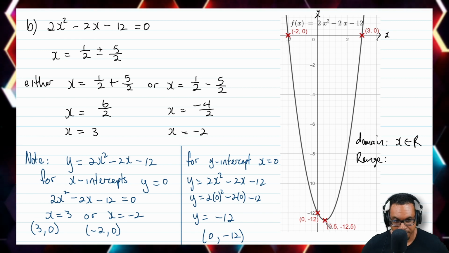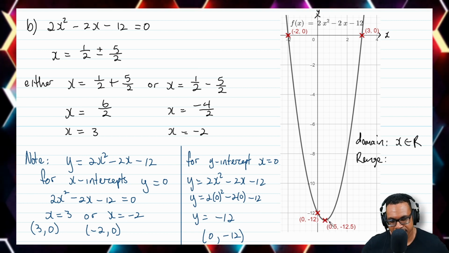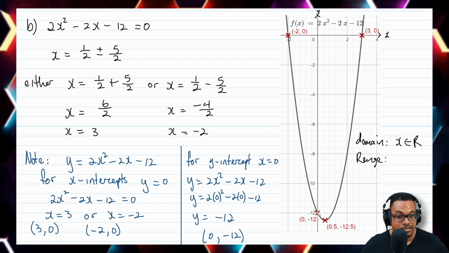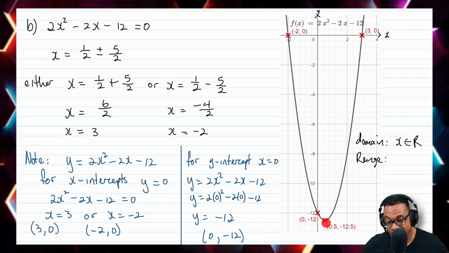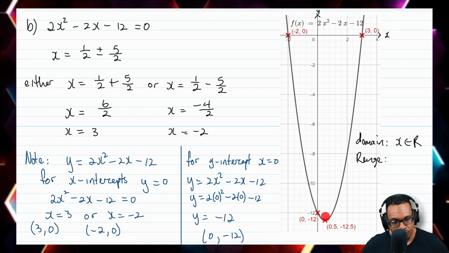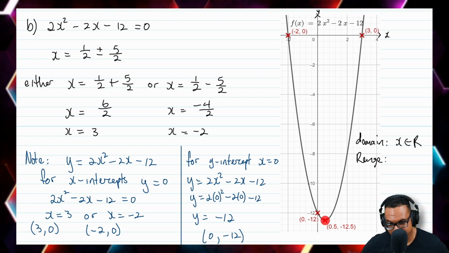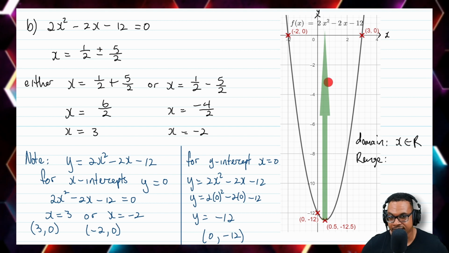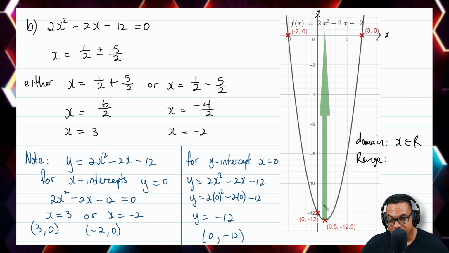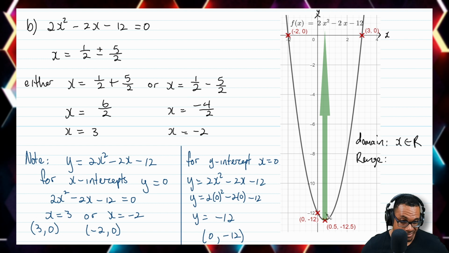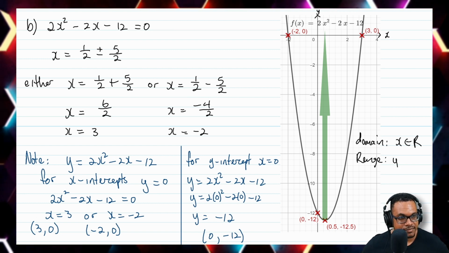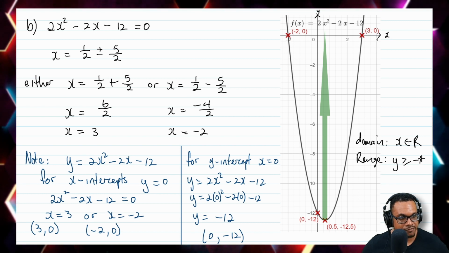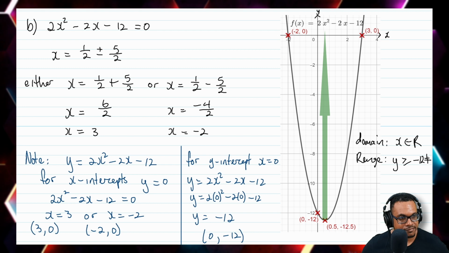That's why I call it a minimum. So when you say find the max or min value of y, that's what we're talking about. This is the minimum value of y here, negative 12 and a half, because that's the lowest point on the graph. So it has a lower bound. So this graph goes from negative 12.5 on the y-axis and up, which is greater than or equal to negative 12 and a half. So for my range, I'm going to put y is greater than or equal to negative 12 and a half.